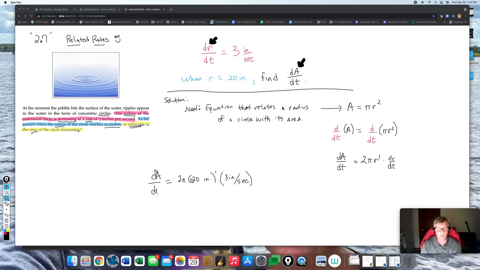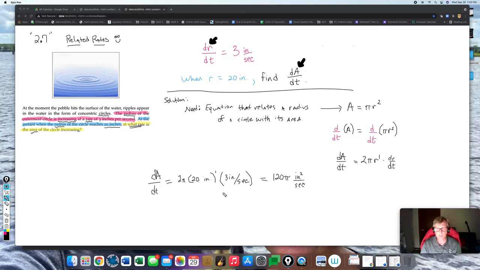Okay, so if I multiply everything out, I have 2 times pi times 20 times 3. So 3 times 2 is 6, 6 times 20 is 120. So this should be 120 pi, and inches to the 1 power times inches to the 1 power is inches squared, and then divide by seconds.